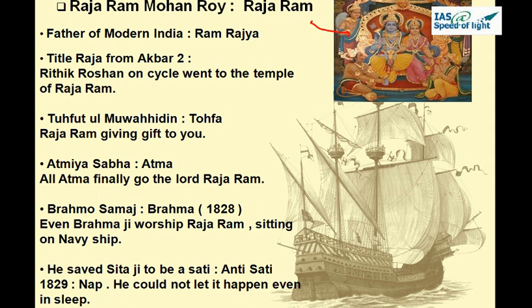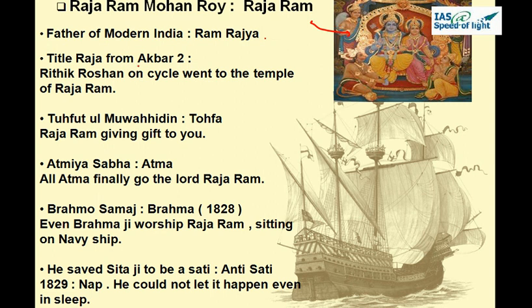Father of modern India, in the sense that in the Ramayana we have heard how he managed his whole empire, and his rule was known as Ram Rajya. In that Ram Rajya, people had no fear about anything, and all people were really prosperous and happy. That is how he set an example for modern India. So that is how he is the father of modern India, Raja Ram. Okay, Raja Ram, father of modern India. The title Raja he got from Akbar II.